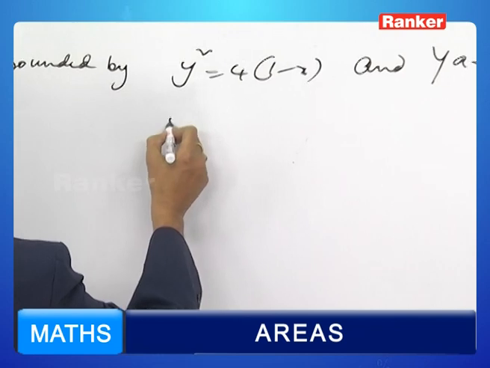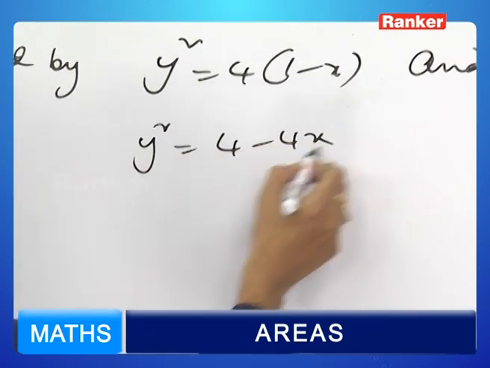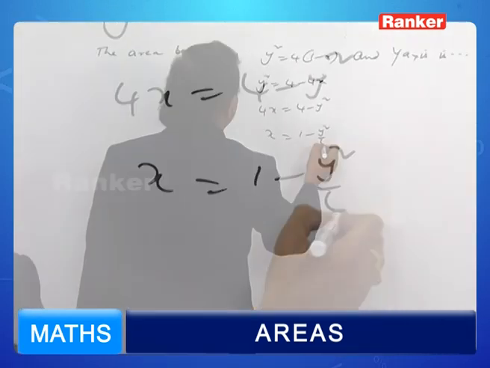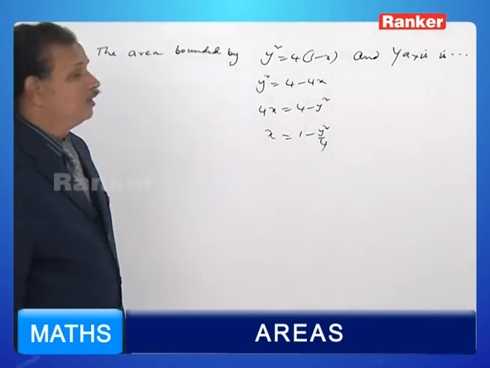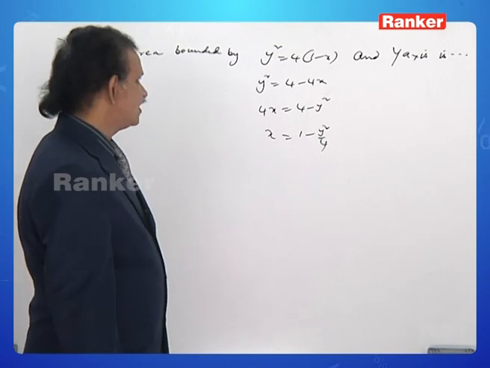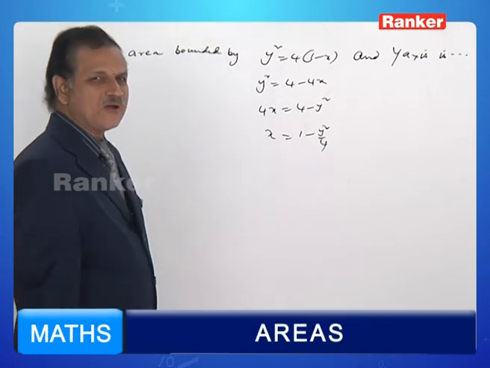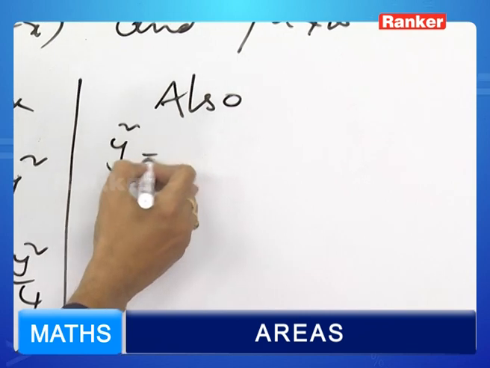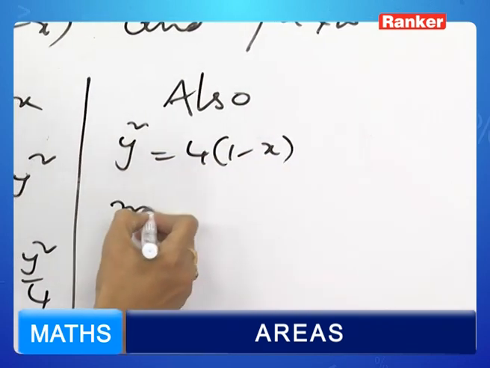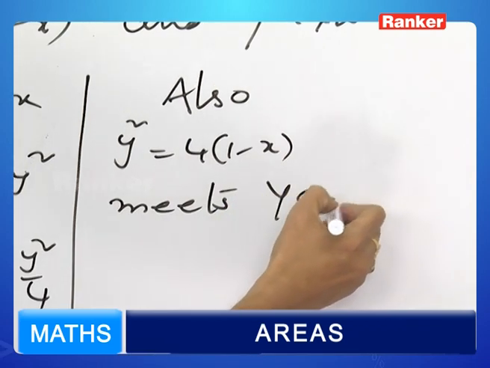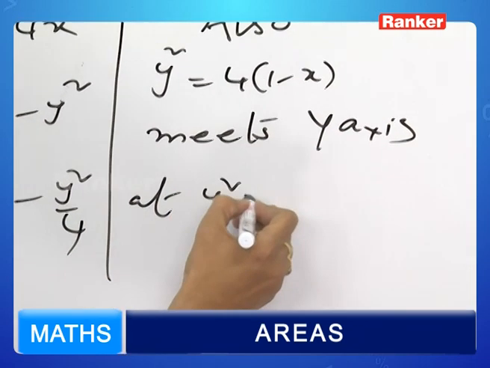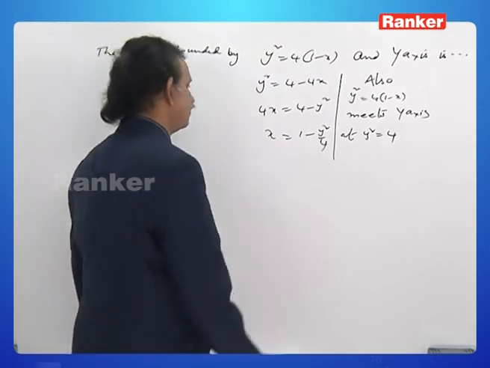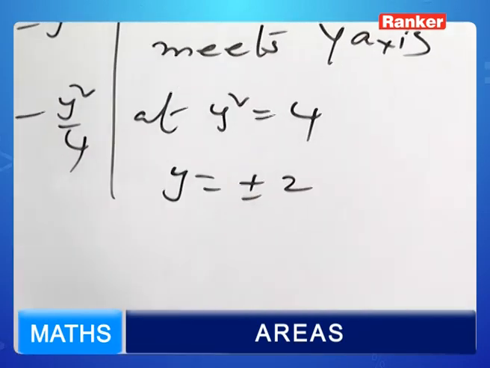Y square is equal to 4 into 1 minus x, that is y square is equal to 4 minus 4x, or 4x is equal to 4 minus y square, or x is equal to 1 minus y square by 4. Moreover, it is necessary for us to know the points where that curve meets the y-axis, isn't it? Also, y square is equal to 4 into 1 minus x meets the y-axis at y square is equal to 4 into 1 minus 0. On the y-axis, x is 0, so y square is equal to 4, or y is equal to plus or minus 2.